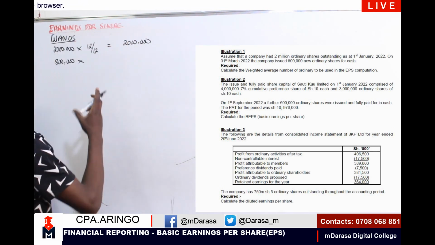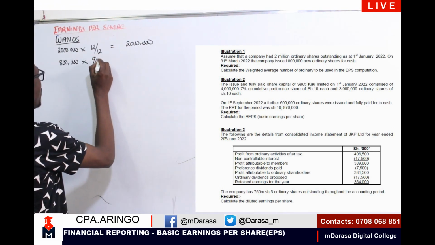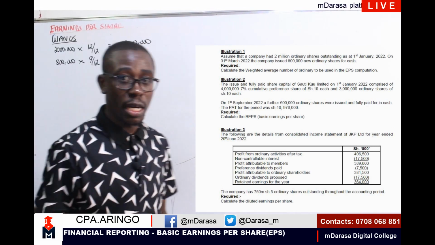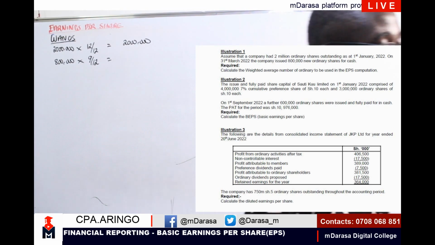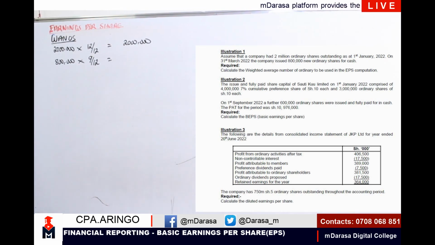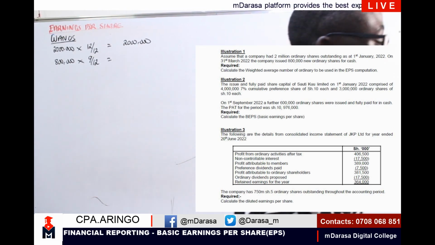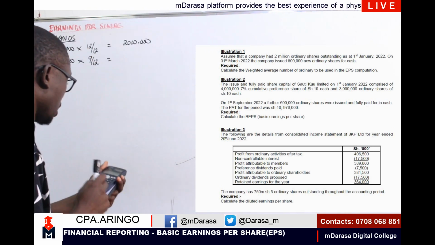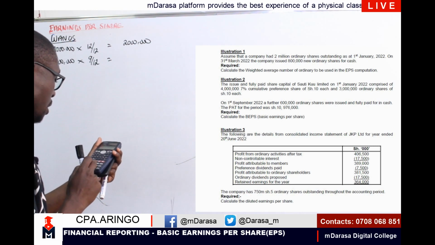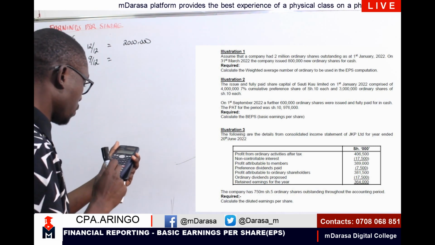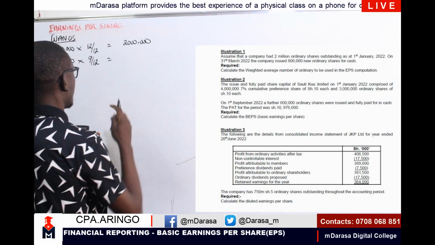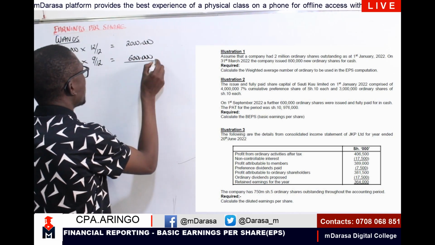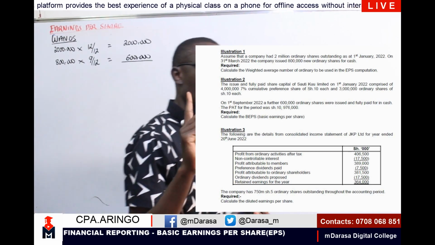9 months. So I can take my 9 over 12 there, because we didn't have the whole of these shares for the whole year. We only had them for 9 months. So I must weigh them on a time factor. At this point, I should have 800,000 by 9 over 12. This should give us what? I'm getting 600,000.